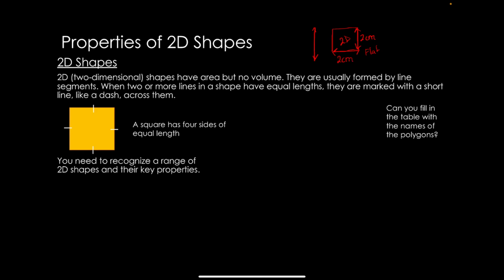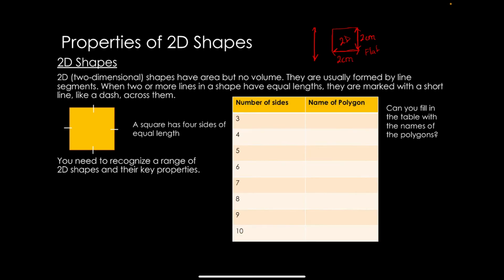You need to recognise a range of 2D shapes and their key properties. So there's a table here, and if you'd like to, you can pause the video and see how many of these you can remember. As an example, a three-sided shape is a triangle. That's the name of the shape. There are different types of triangles, but if it's three-sided, it's called a triangle. What do you think the other ones are called? Giving their generic names. Pause the video, have a go, and press play for the answer.